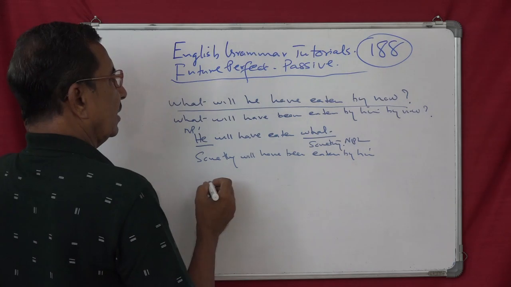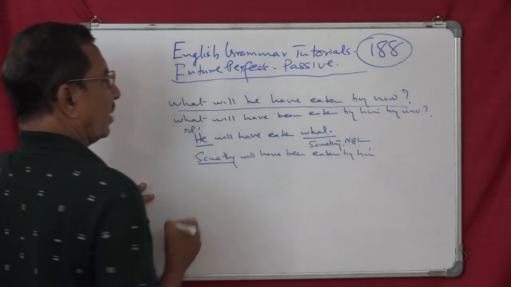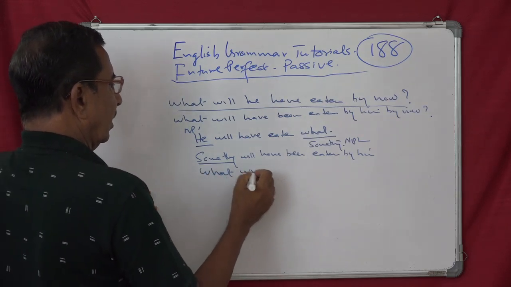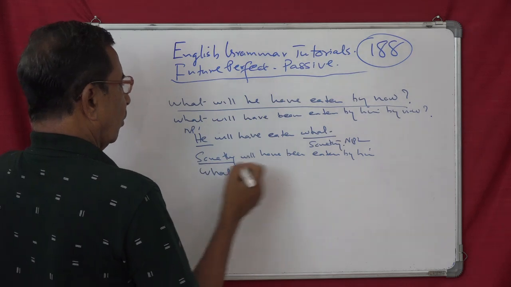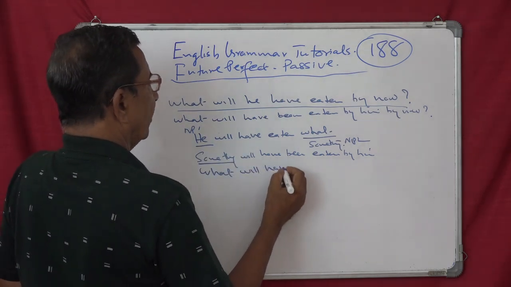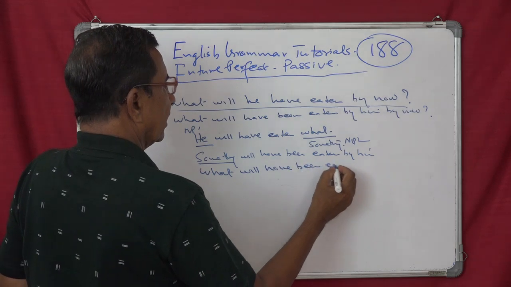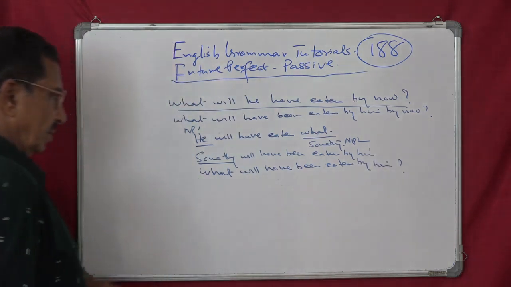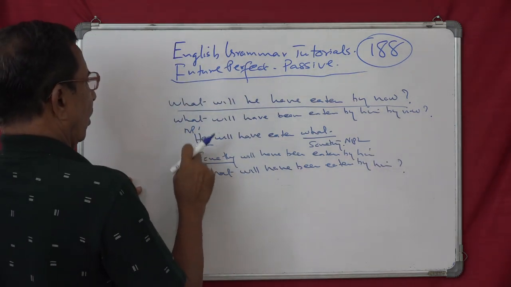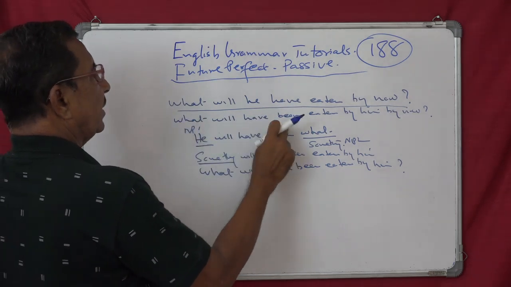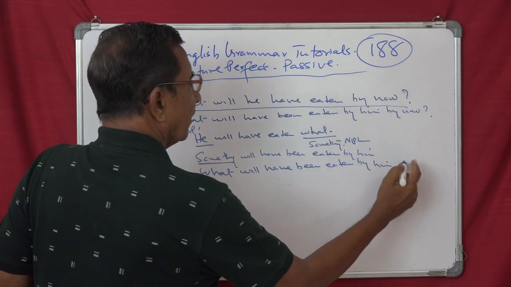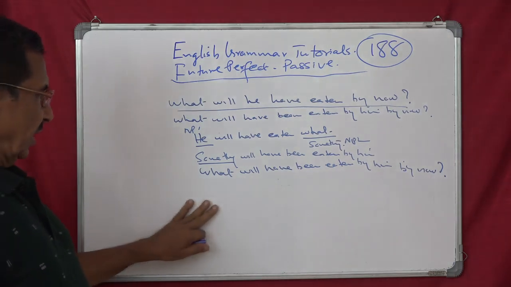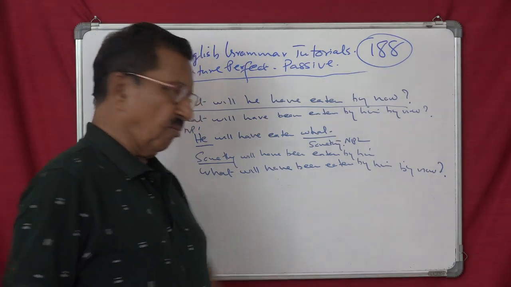Now, instead of something, you write the appropriate question word. You bring the question word here. Then, what will have been eaten by him by now. So you can see, what will have been eaten by him by now.